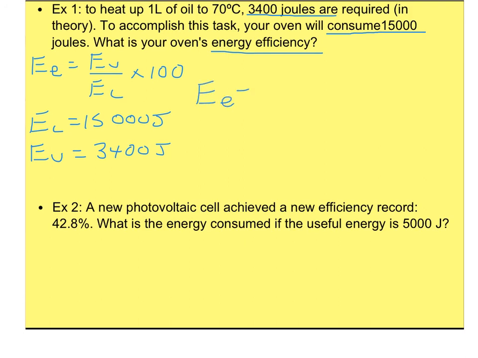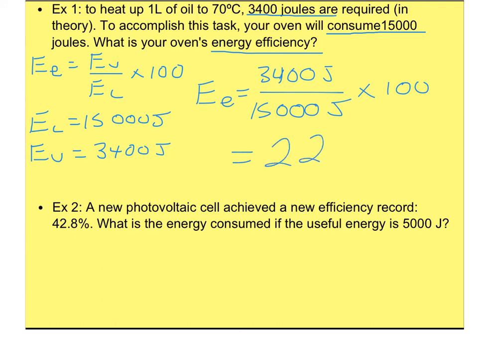So energy efficiency is useful 3,400 joules, divided by 15,000 joules, multiplied by 100, and your energy efficiency is therefore 22.7%. So that oven is only 22.7% energy efficient. We will try the other examples in class together.